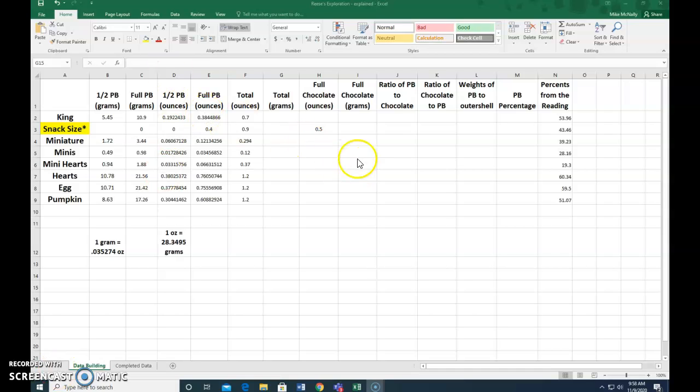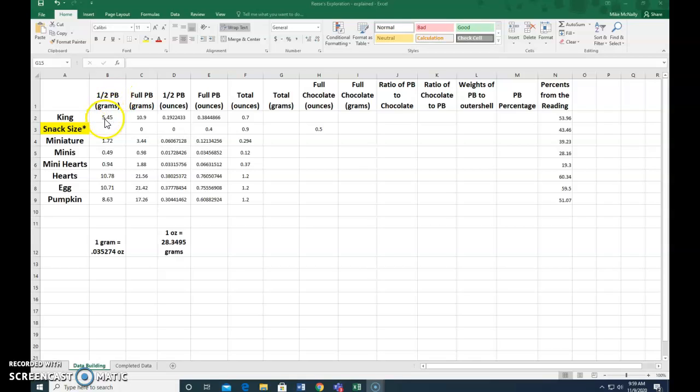Okay, so we're continuing our exploration of Reese's products. Remember, basically what we knew was we had these different kinds of products here: a king, a miniature, a heart, an egg, and a pumpkin, and we were investigating what half of a peanut butter cup, or half of the product, would have in terms of peanut butter.